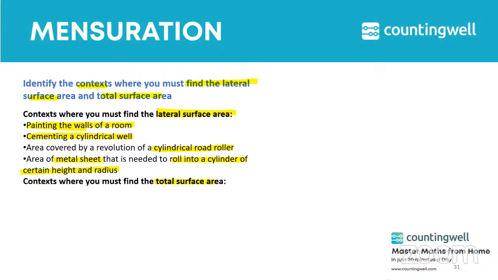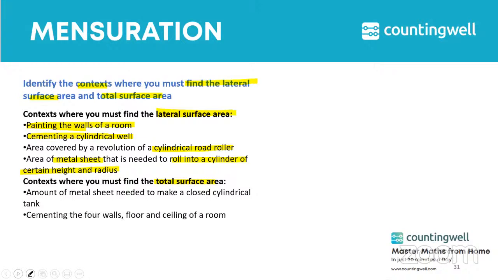And while dealing with total surface area, if you want to find the metal sheet needed to make a closed cylindrical tank, then you will use total surface area. Or when you are cementing the four walls, the floor also and the ceiling of the room also, then you have to use total surface area. And if you want to find the amount of cloth or material needed to cover objects like a box or suitcase, etc. For example, whenever you are wrapping a gift using gift paper, that time also you are using total surface area.